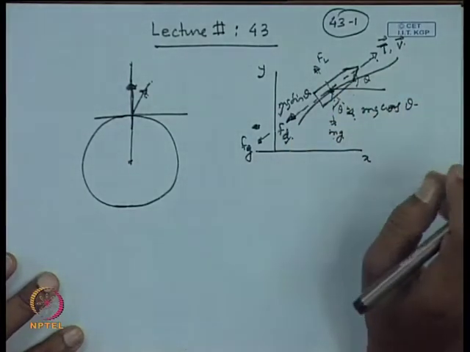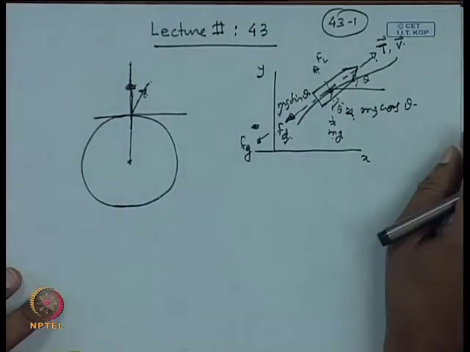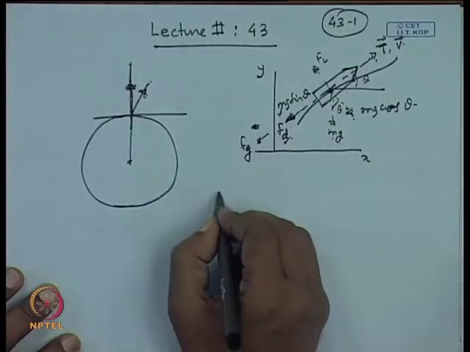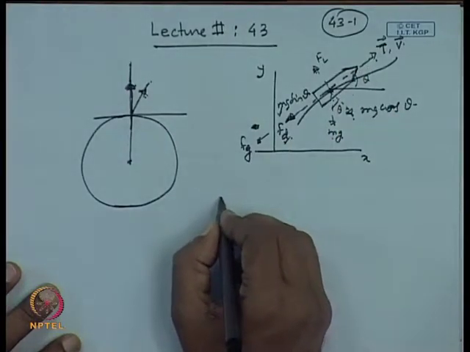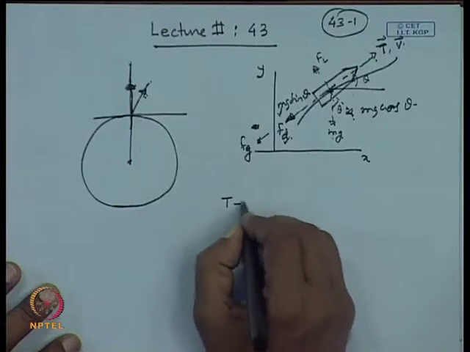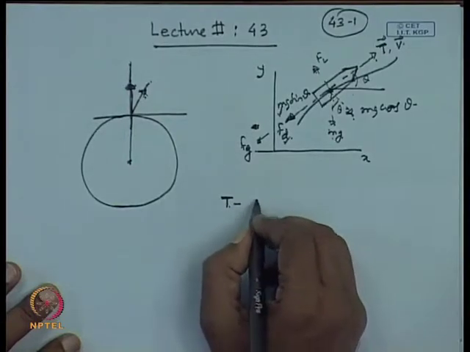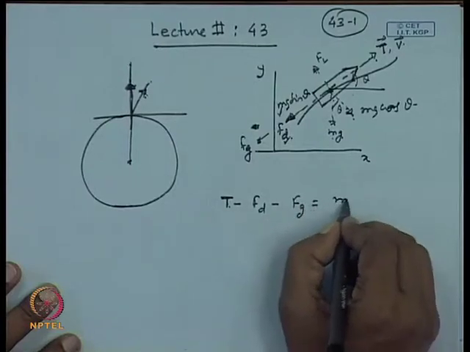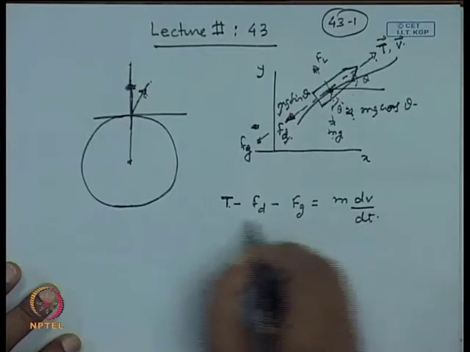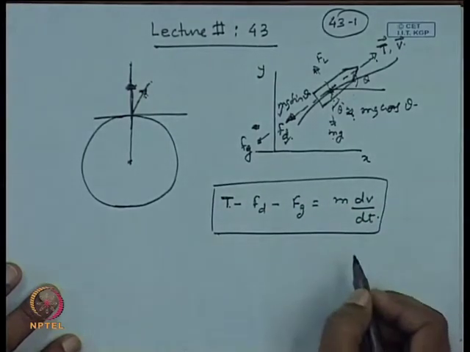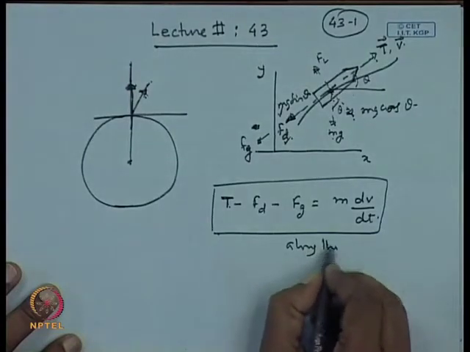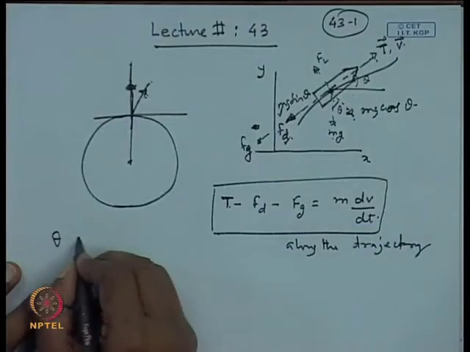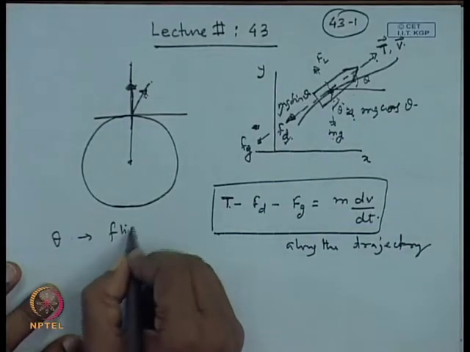Okay. So, these are the forces acting on the rocket. Under these forces, the motion of the rocket along the trajectory we can write as thrust minus F drag minus F gravity is equal to m times dv by dt. Okay. This is along the trajectory. And theta here acts as the flight path angle.